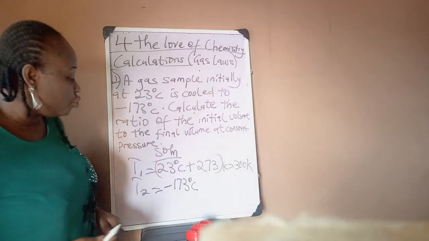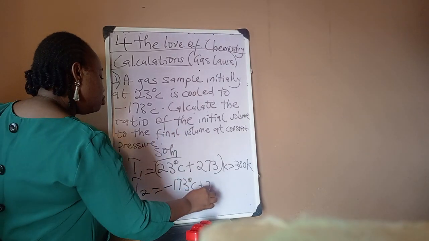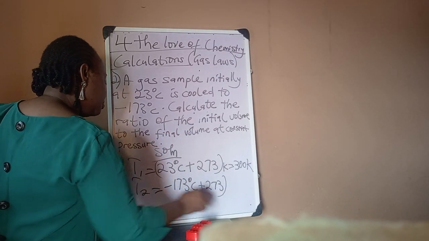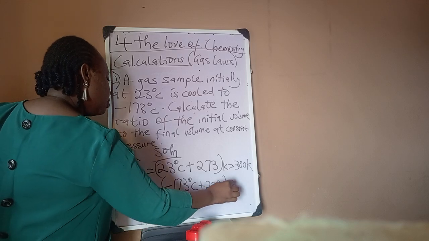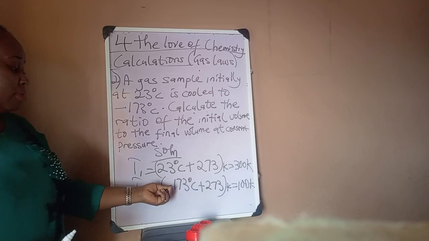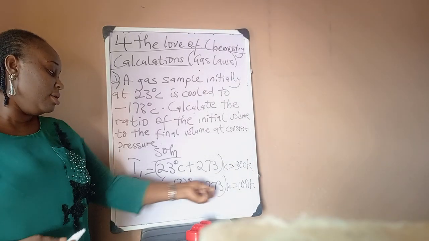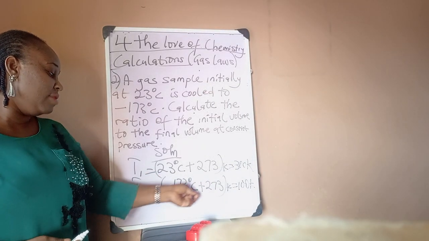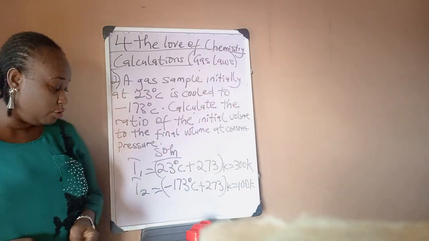Remember, we'll convert to Kelvin. So when you add 273, you will have 100 Kelvin. Of course, you literally remove 173 from here to get 100.